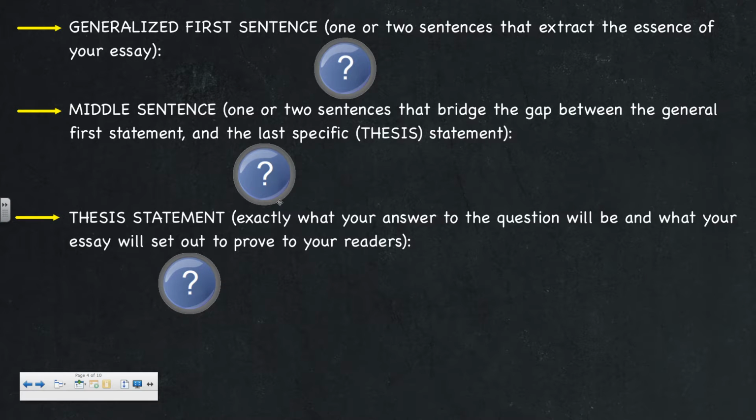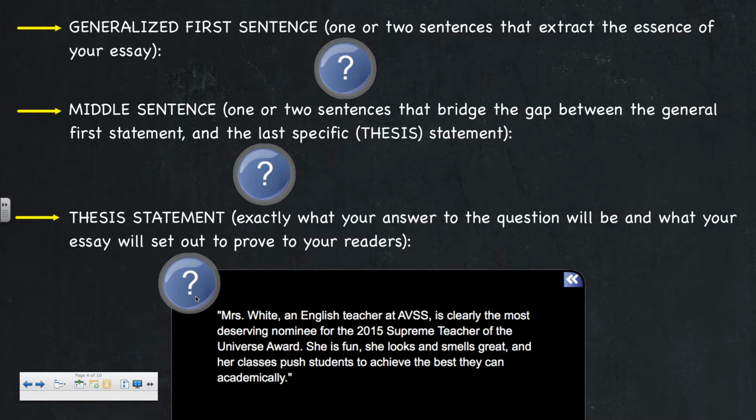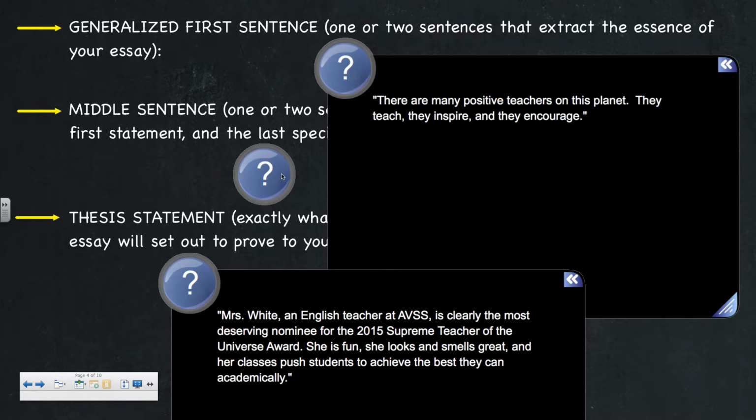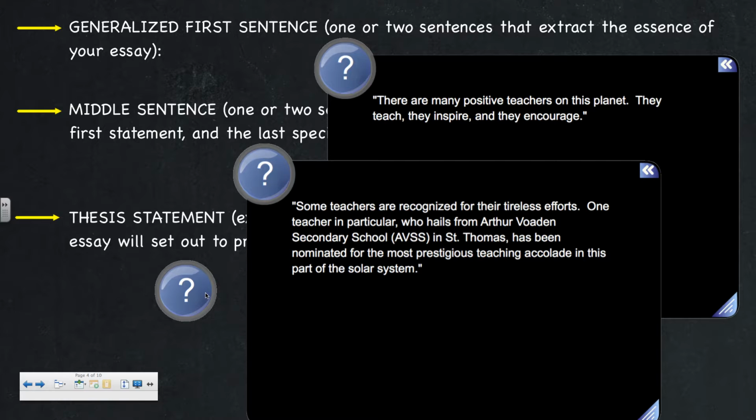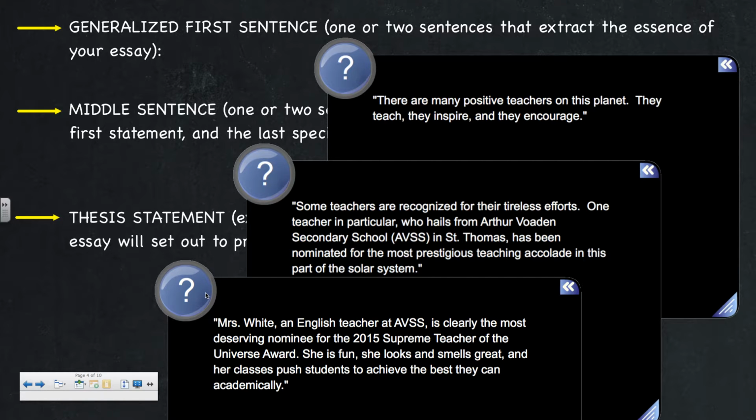Our very last specific thesis statement is exactly what our essay is going to set out to prove to the reader. In this case, Mrs. White is an English teacher at AVSS. She's clearly the most deserving nominee for the 2015 Supreme Teacher of the Universe Award. She's fun, she looks and smells great, and her classes push students to achieve the best they can academically. Very general statement to a more specific statement to a most specific statement. It's very clear the direction of this essay.